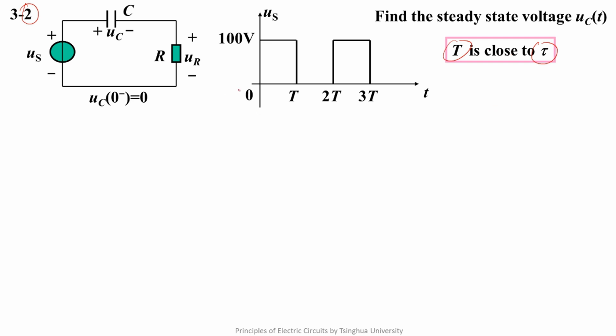In the second condition, capital T is close to tau without any other changes. The transient process cannot be finished during 0 to capital T, which means the previous transient process may not be over before the next transient process starts. Before analyzing, let's do a simulation.